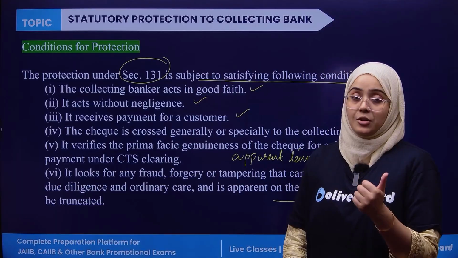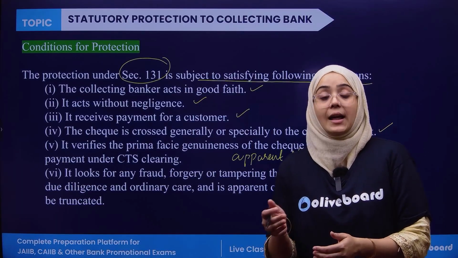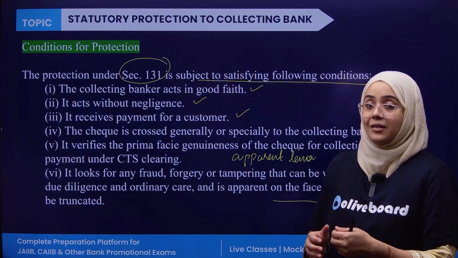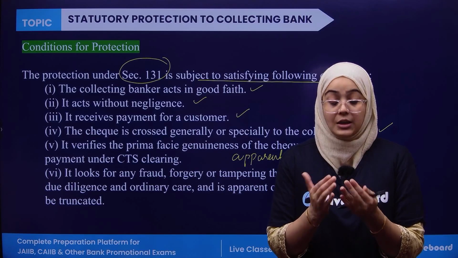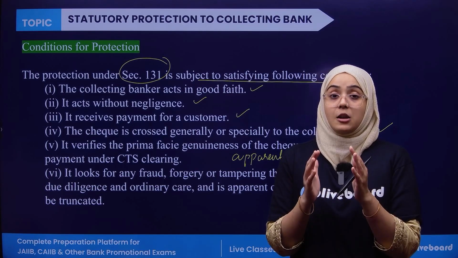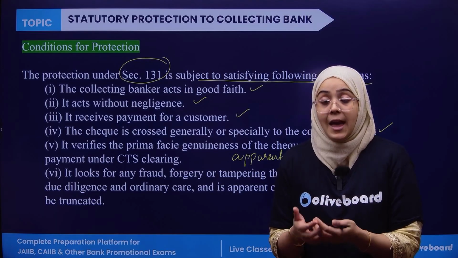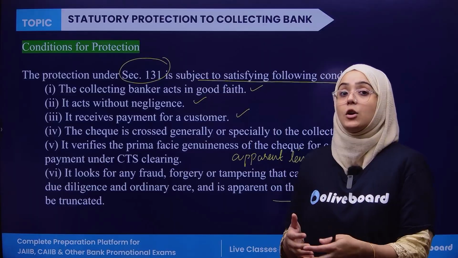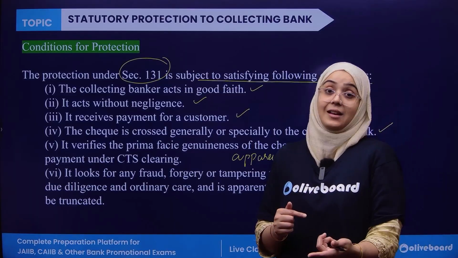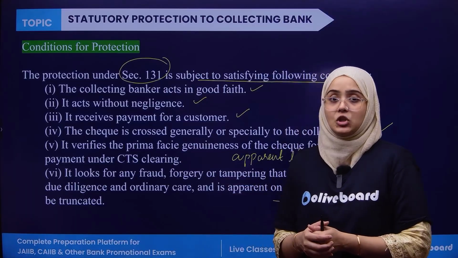So when a customer is depositing a check to a collecting bank, the collecting bank has a responsibility, first of all, to see the apparent tenor, the genuineness. The collecting bank should look out for fraud, that there is no fraud in this, everything is good, everything is clear in the apparent tenor, there is no tampering, there is no deliberate attempt to cancel or make some changes in the check.